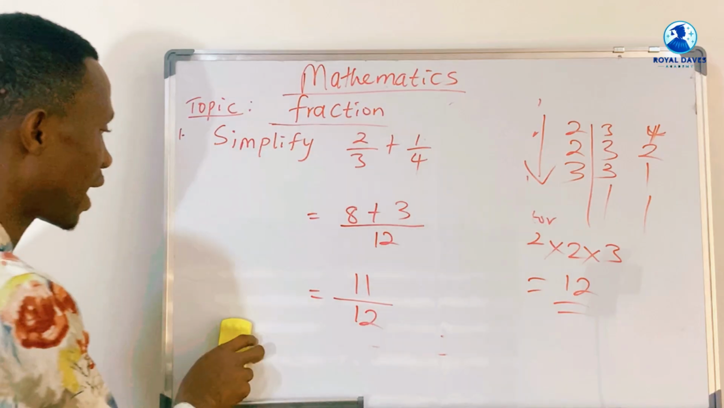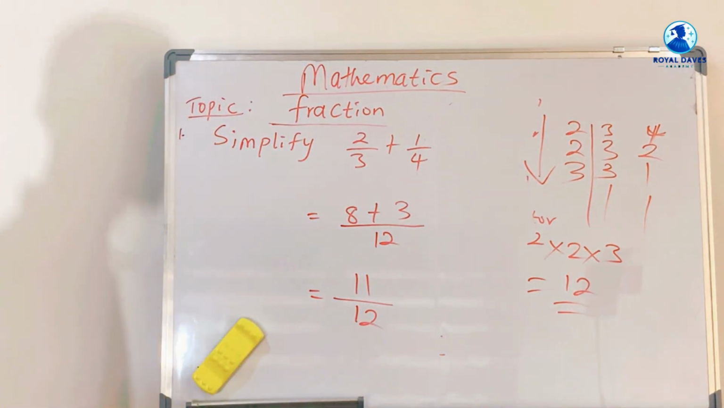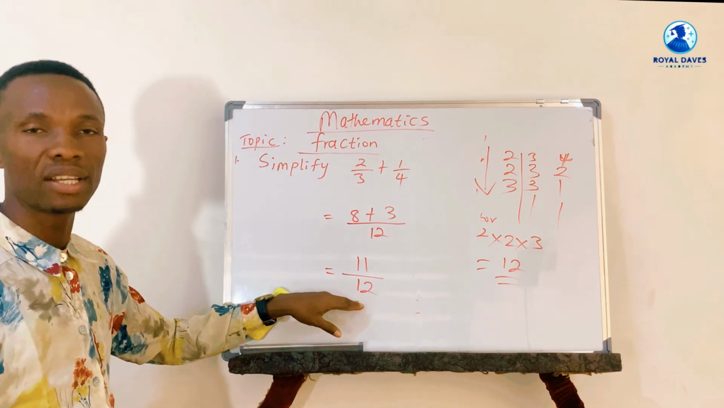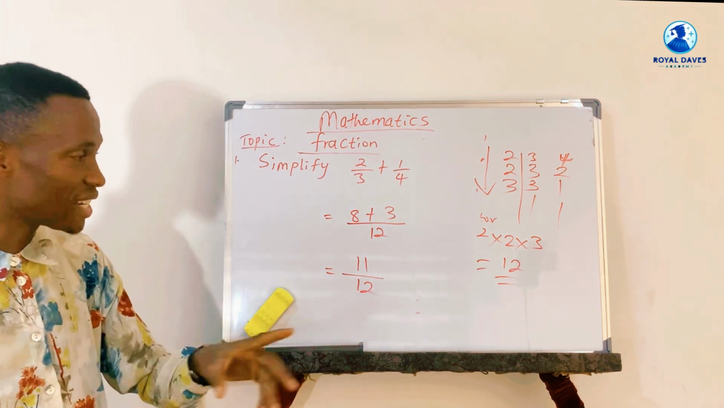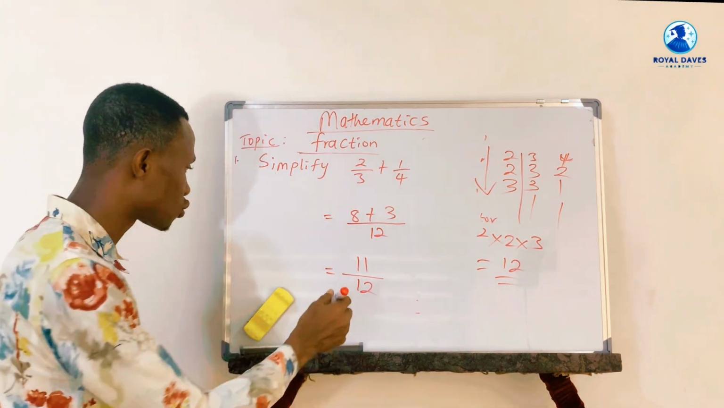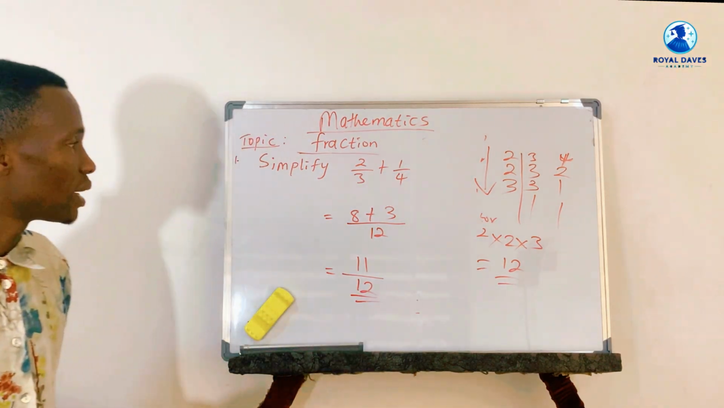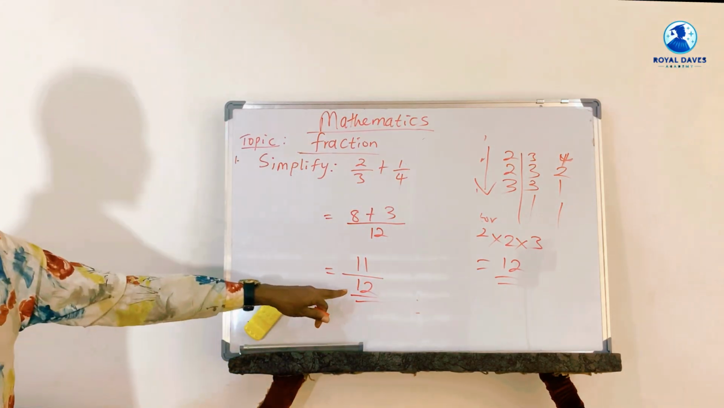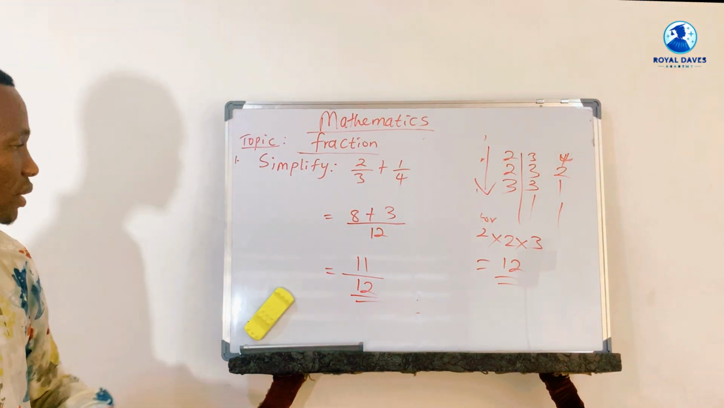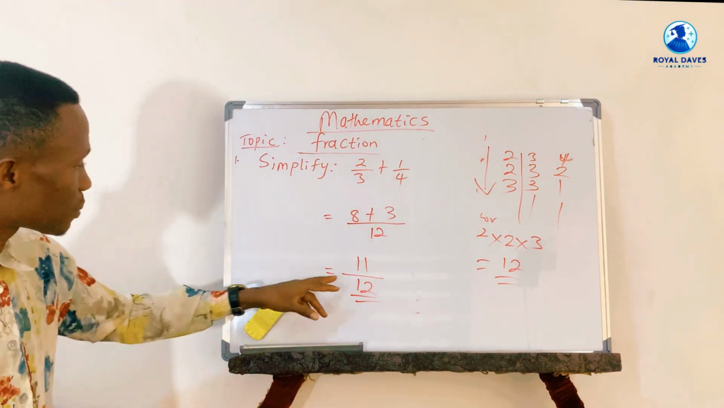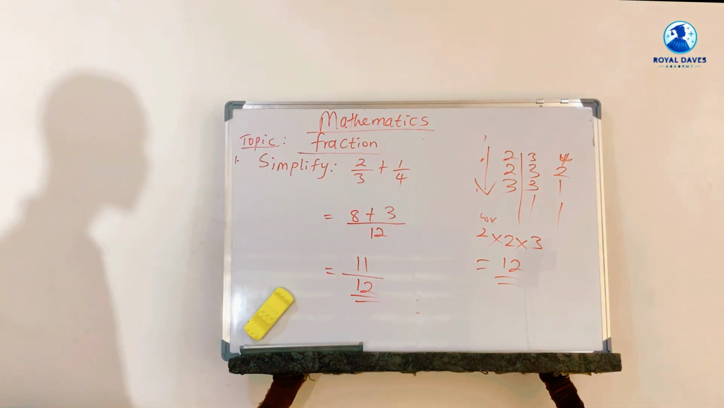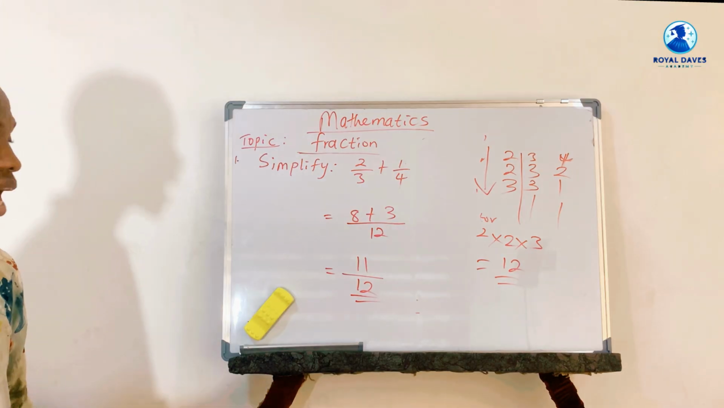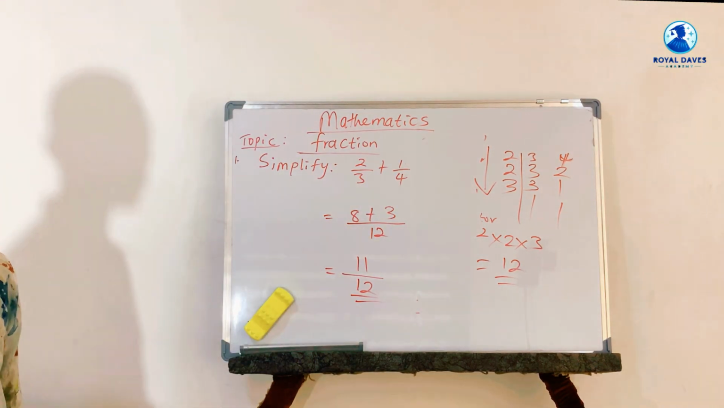So this becomes our answer. Now, in some cases, we can still break it down. But in this case, we can't break it down. The reason is that this is a proper fraction. And once you solve or simplify a fraction, and then you arrive at your answer, if your answer is a proper fraction, then there is no need to break it down further. It can't be possible to break it down further. When you have an improper fraction, you can break it down.